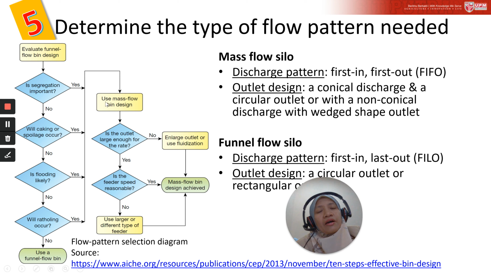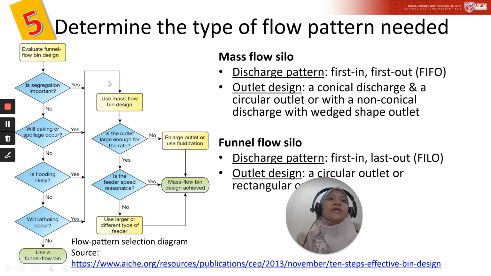Then, when we determine that a mass flow bin design is important, we need to check if the outlet is enough for the rate. If yes, then we need to check if the feeder speed is reasonable or not. If it's reasonable, then we can get a mass flow bin design. But if the outlet is not large enough, we need to enlarge the outlet or use fluidization, adding fluidization equipment there. If the feeder speed is not reasonable, then you need to change to a different type of feeder. So you can see how feeders also affect our silo design. It's not totally depending on the silo itself; we also need to consider the best selection of feeder.